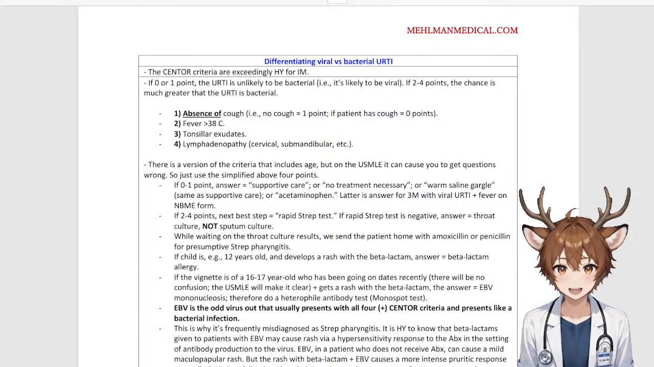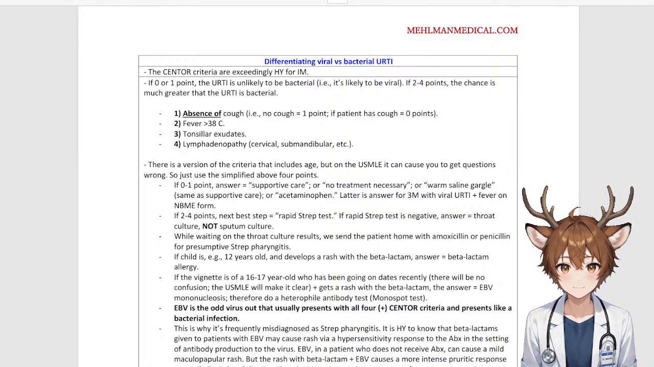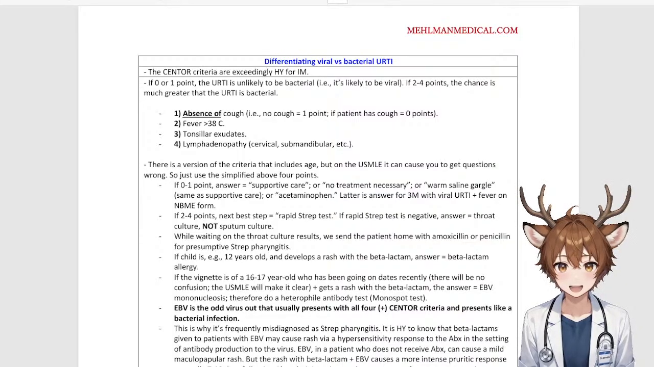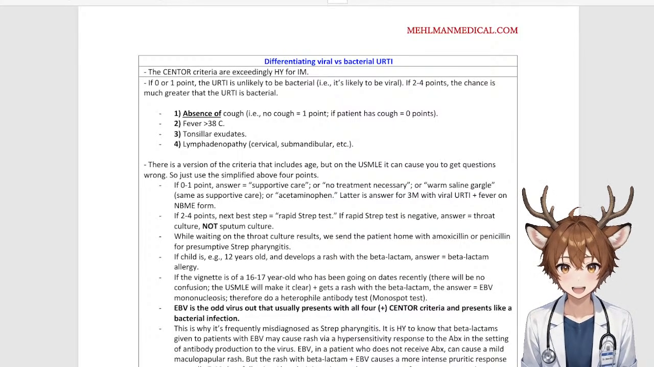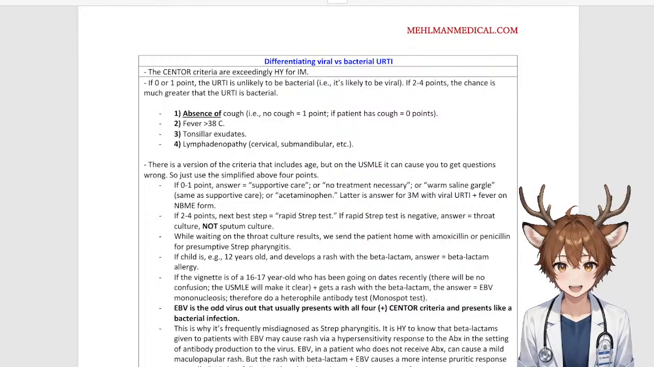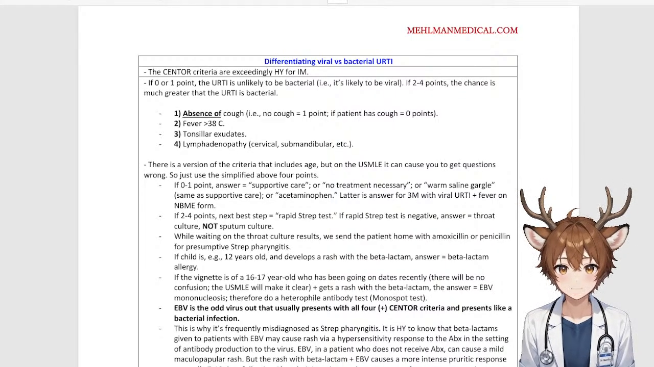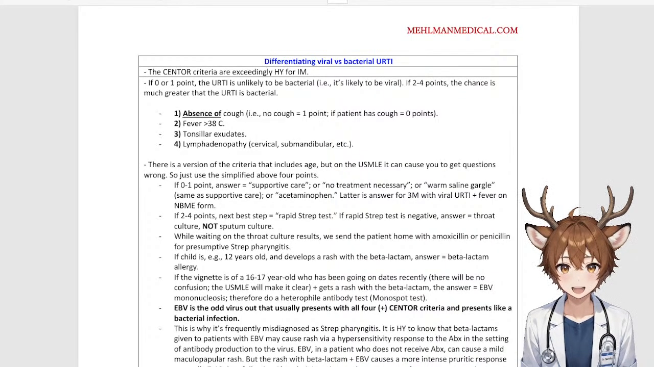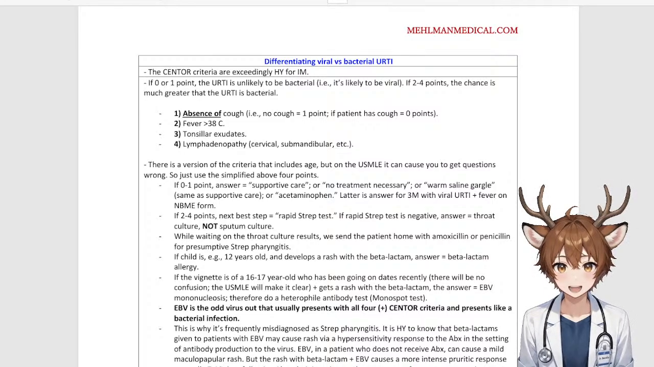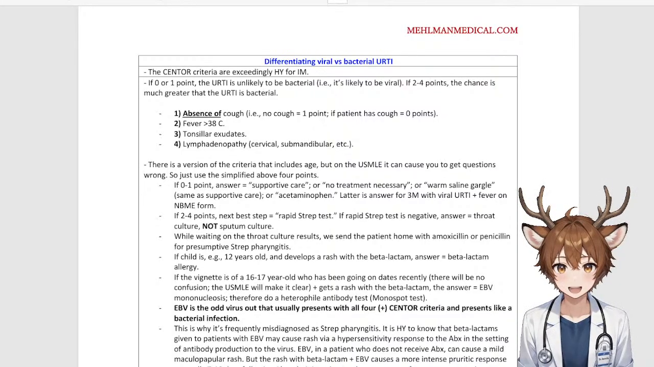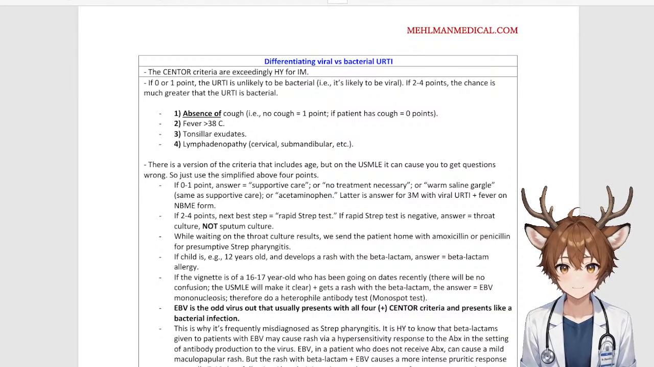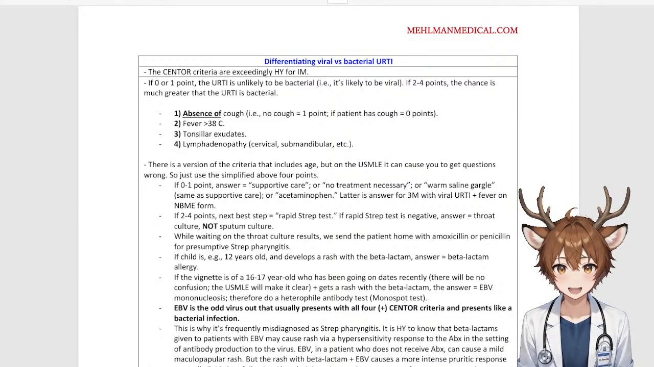So basically, if you have an upper respiratory tract infection and you have all of those things, so let's say you have no cough, you have a fever, you have tonsillar exudates, and you have lymphadenopathy, then you're probably going to have a bacterial URTI. If you do cough, you don't have a very high fever, it's lower than 38, you don't have tonsillar exudates, and you don't have lymphadenopathy, then it's more likely to be viral.